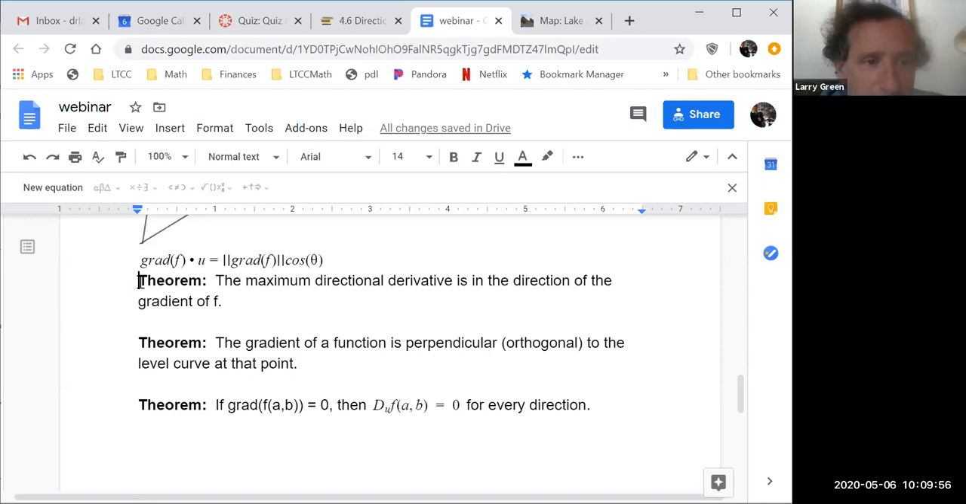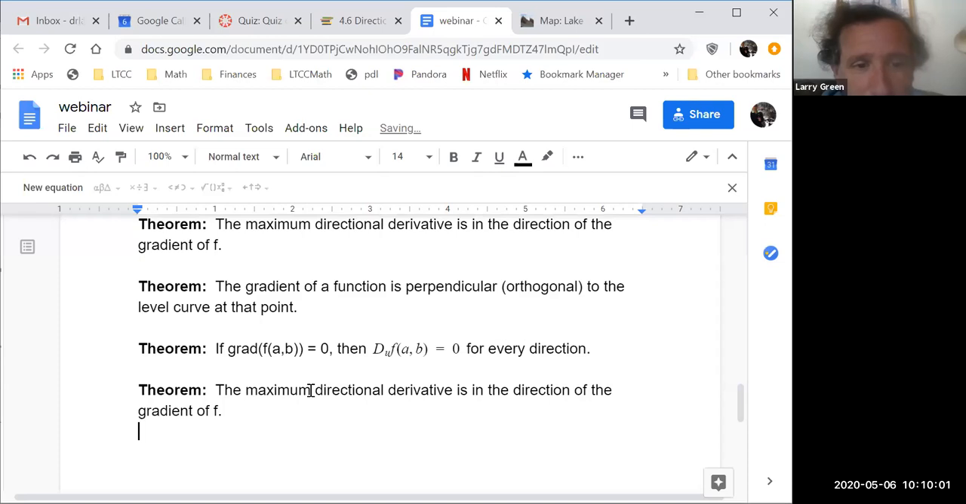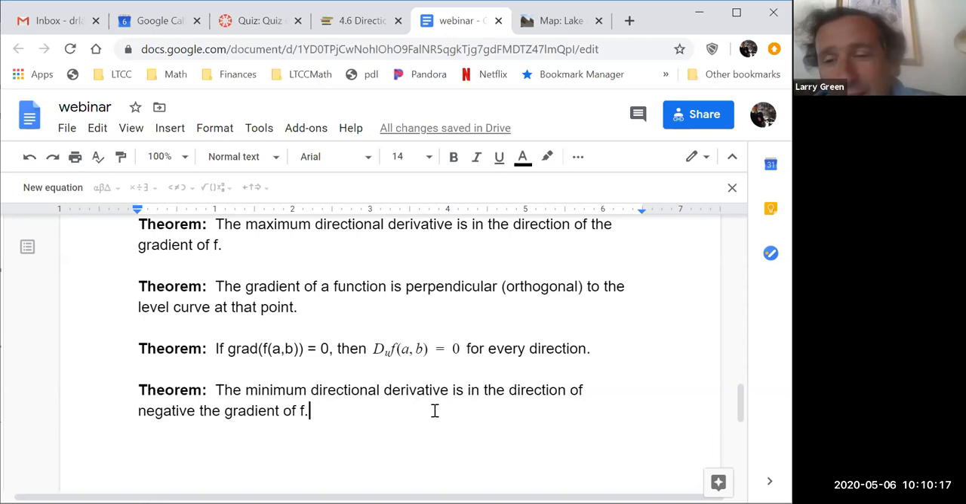Okay, let me do this theorem. I'm just going to copy and paste it because there's not much to say. And that is the minimum directional derivative is in the direction of negative the gradient. In other words, if going forward is the very steepest you can go, turn around, and then you'll be going steepest downwards. Does that make sense? That's all that says. Okay, it's kind of obvious. There's not much to say. Any questions at all on any of this?